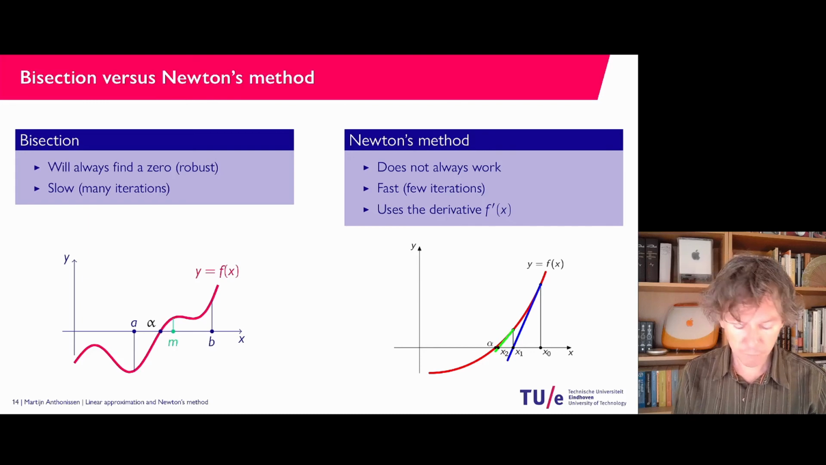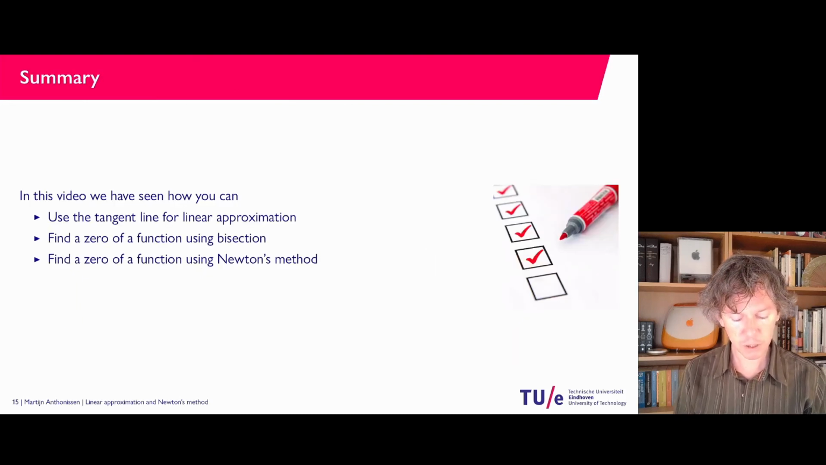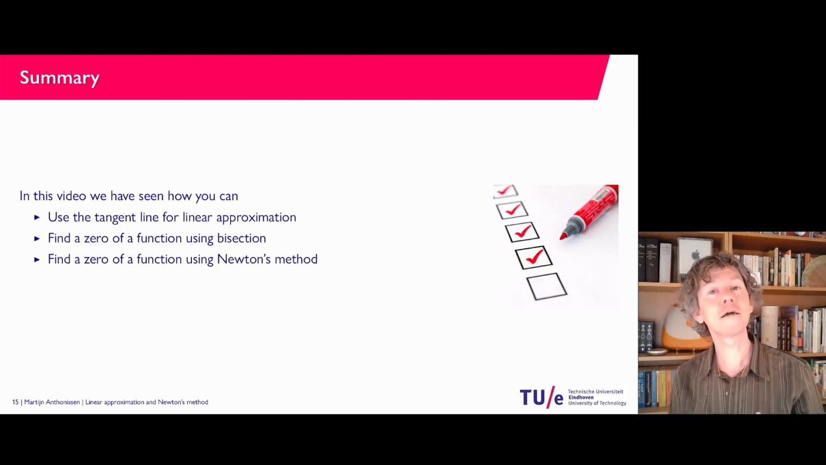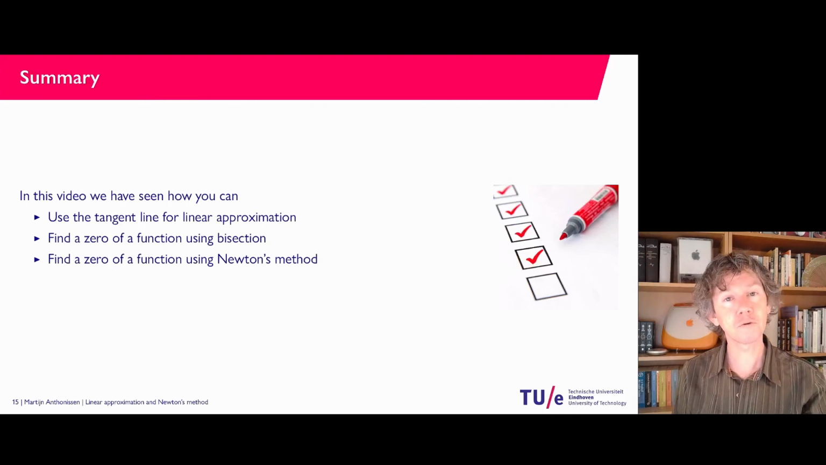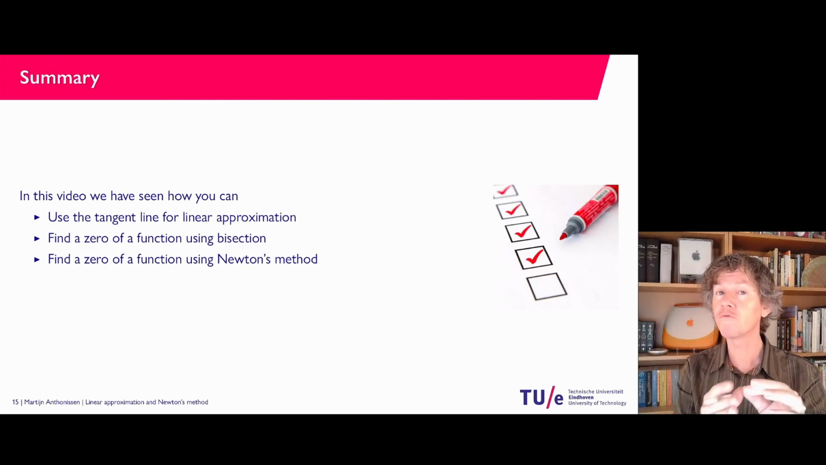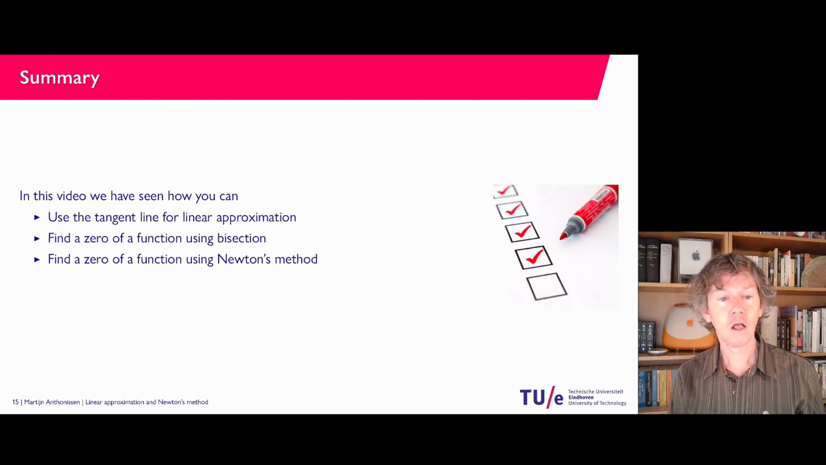So that brings me to the end of this video. So what have we seen? We have seen that you can use the tangent line to a graph to approximate function values close to that point. So only locally it's a good approximation. If you move further away from where you make the linear approximation, then it will not be so good. And we have seen two numerical methods to find the zeros of a function: bisection and Newton's method. That wraps it up for this video, and I'll see you in the next one.